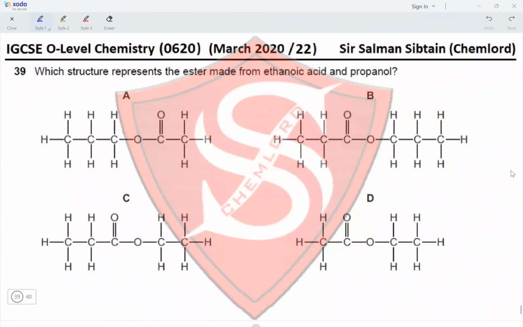Question 39. Which structure represents the ester made from ethanoic acid and propanol? So the alcohol part will be written first. So the part that is attached to the oxygen atom would contain 3 carbon atoms, that would be propyl, and the carboxylic acid portion would contain 2 carbon atoms, making it ethanoate. So the ester is called propyl ethanoate.